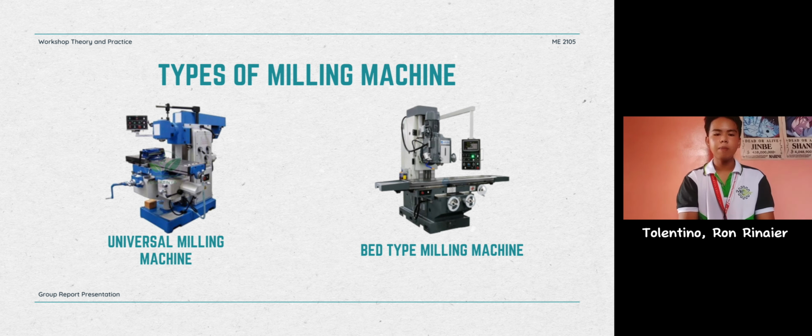Fourth, bed type milling machine. Bed mills have a fixed bed as opposed to a movable knee that provides stability for heavy workpieces. These machines are known for their rigidity and are often used for heavy-duty milling applications.